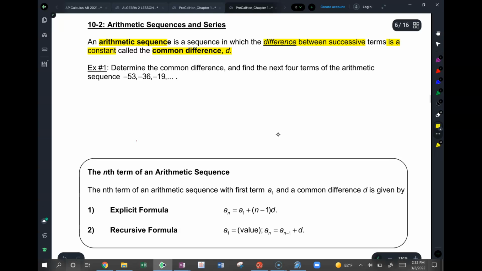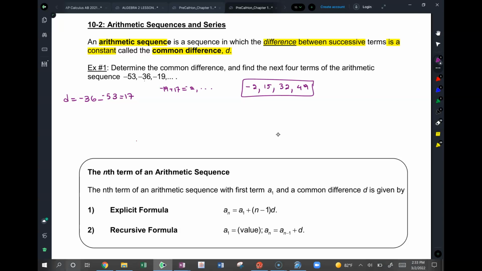Okay, so D is, and you can take any 2 successive numbers to do this. I always just like to do the first 2. But you have to make sure to do the second minus the first, right? Otherwise the sign will be different. So negative 36 minus negative 53, 17. That's D. So D is 17. So that means to go from one number to the next, you're just adding 17. So now the next 4 numbers, you're going to do negative 19 plus 17. That's negative 2, and so on, right? So the next 4 numbers are going to be negative 2, 15, 32, 49. Okay?